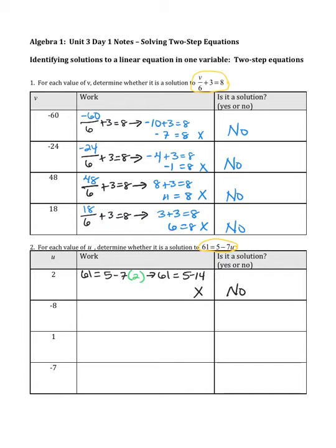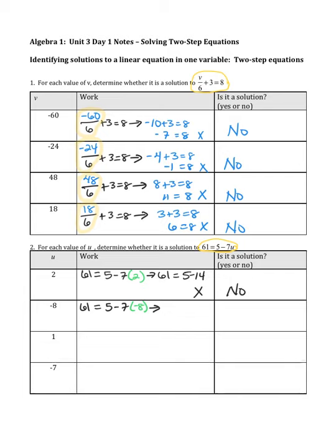Let's try another one. 61 equals 5 minus 7 times negative 8. Now let's pay attention to order of operations, all the way through. You multiply first. Look up here, I'm going to do a little highlighting. In the first one, we did the division before we did the addition and subtraction, right? Because in order of operations, the division came first. So that's what we did. We did that part of the problem first.